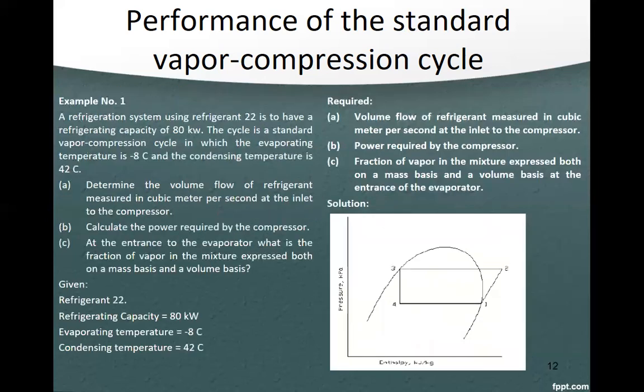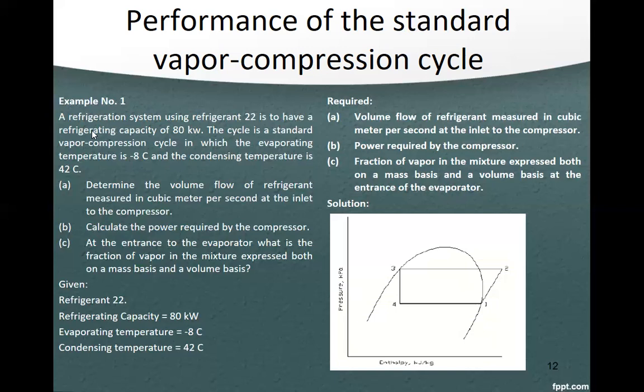Example number one. A refrigeration system using refrigerant 22 is to have a refrigerating capacity of 80 kilowatts. Ang R22 ay phase out na; sa mga aircon ngayon, makikita ninyo ang R410A, meron nang R32. Ito kasi ang mga example natin, pang-klase lang. Pero kung mag-a-apply na kayo at gusto ninyong i-check ang performance, hanap kayo ng table ng R32, ang properties of refrigerant.